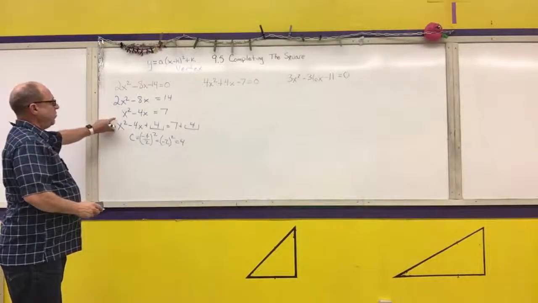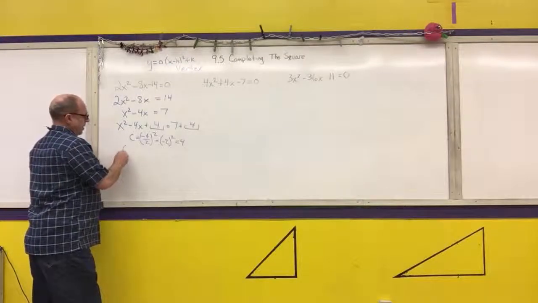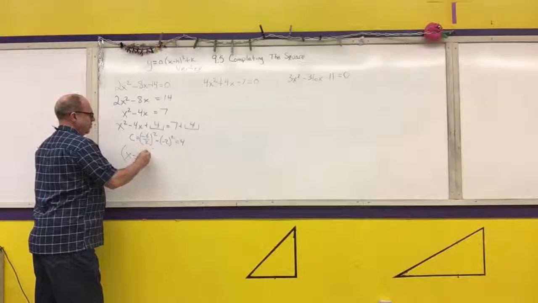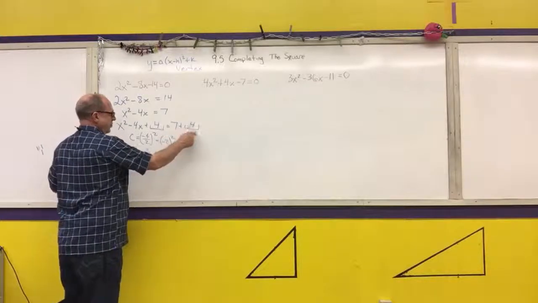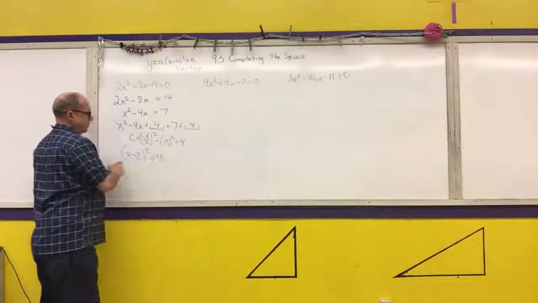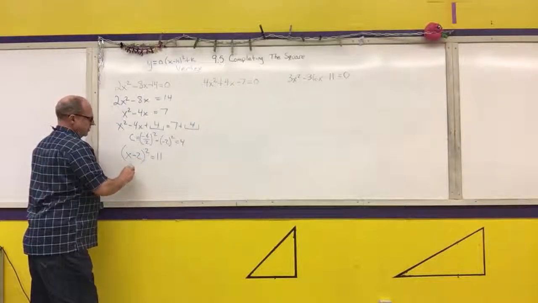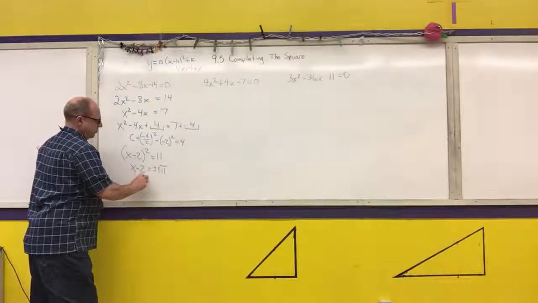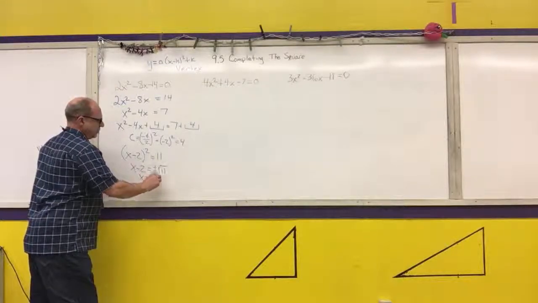Write it in factored form. That gives me x minus 2 squared equals 7 plus 4 is 11. Take the square roots. That leaves me with x minus 2 is plus or minus the square root of 11. And add the 2 to both sides. X equals 2 plus or minus the square root of 11.